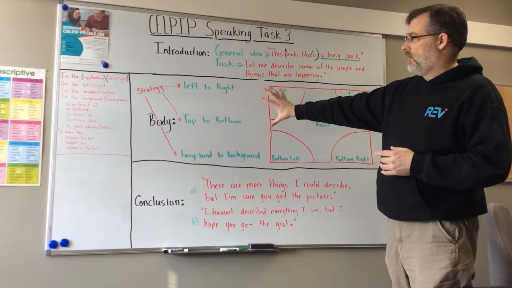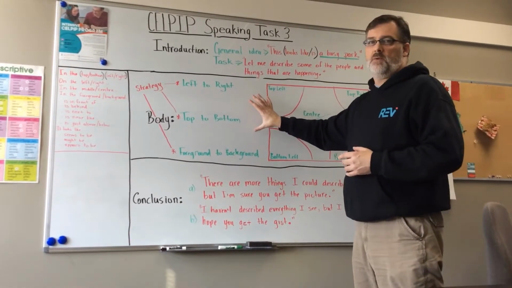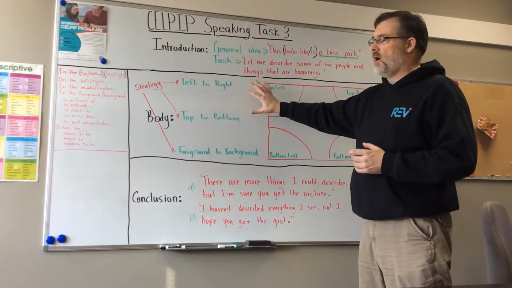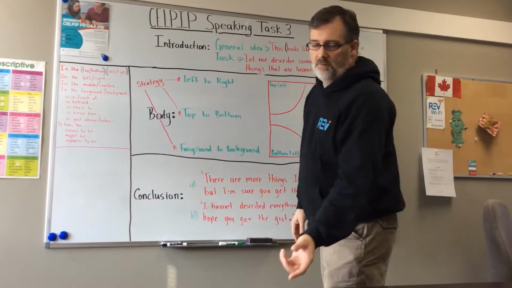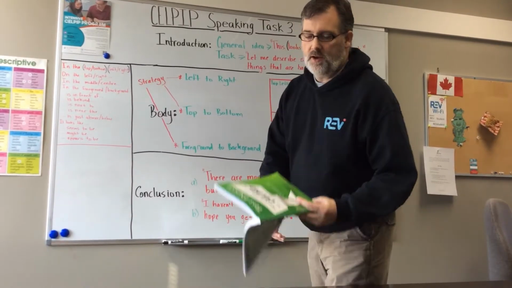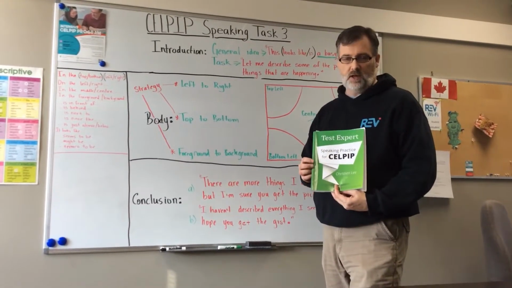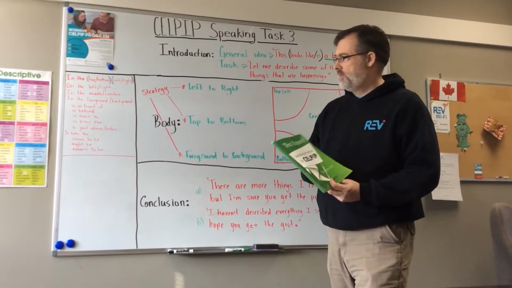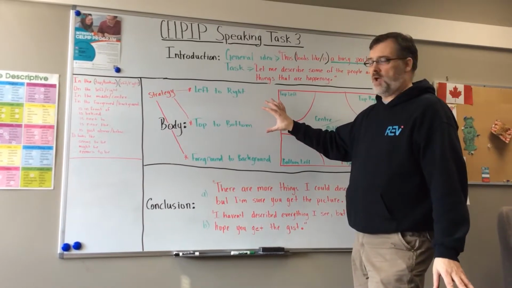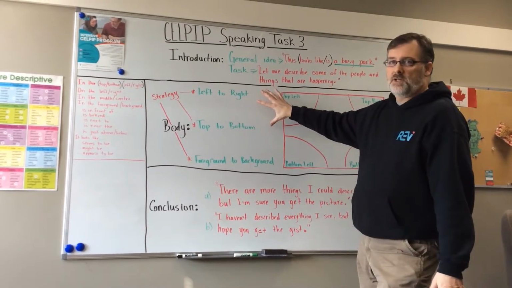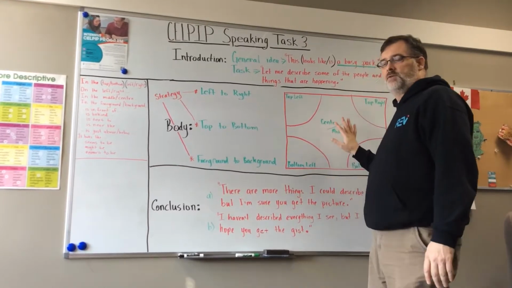And what we're going to do in the next video is we're going to go into more detail about the body, because in the body there are 3 different strategies. And if you have gone out and purchased the Test Expert book, Speaking Practice for CELPIP by Christian Lee, then you will get to see a lot of detail about these strategies. But essentially there are 3 different ways that you can talk about this picture that you see.